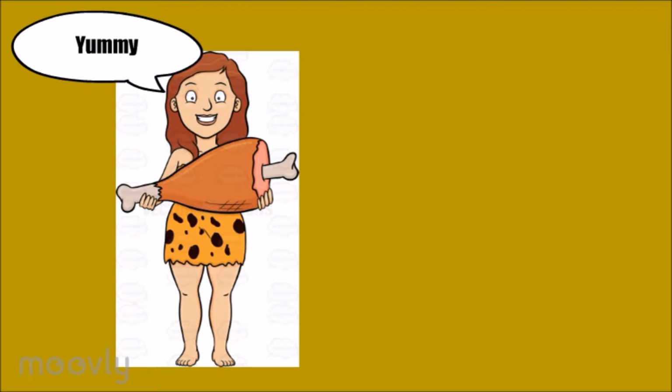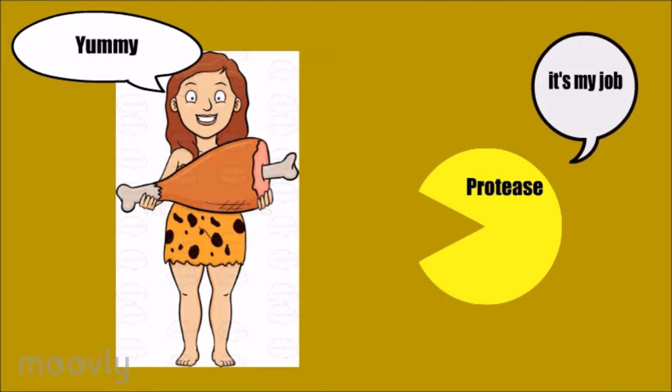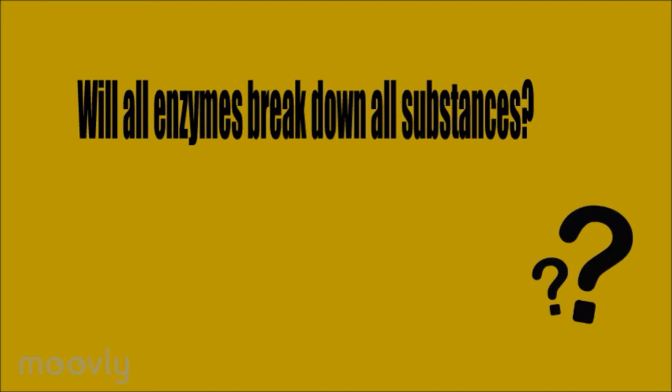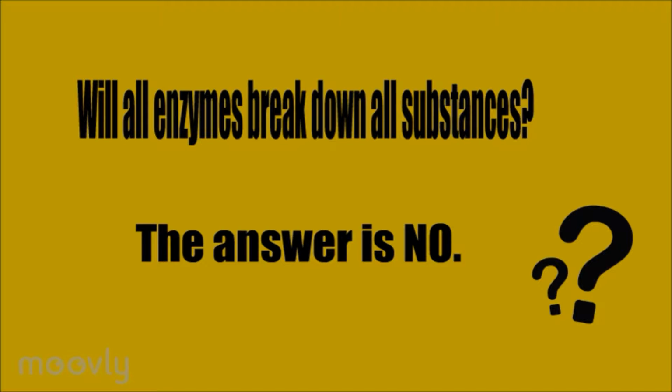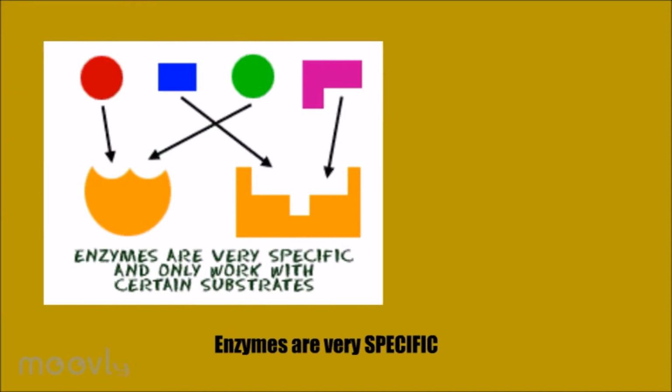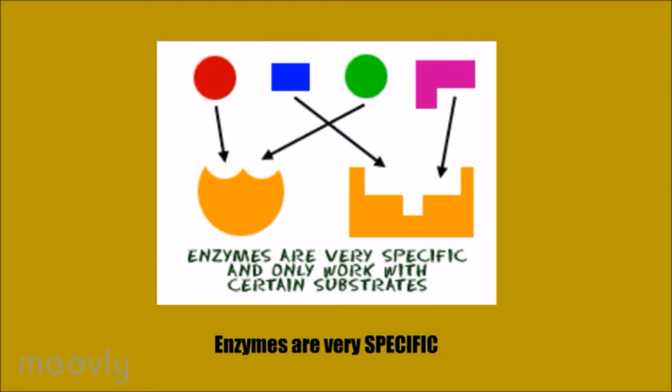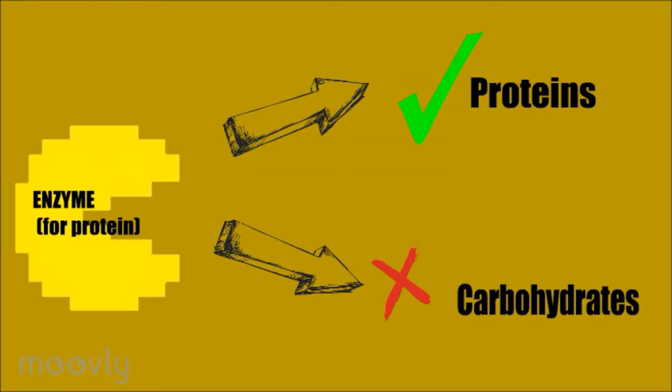Let's say here, a girl ate a piece of meat. Enzyme proteins would go to work and help break down the peptide bonds between the amino acids. Here's the question. Will all enzymes break down all substances? The answer is no. In fact, enzymes are very specific catalysts and usually work to complete one task. An enzyme that helps digest proteins will not be useful to break down carbohydrates.